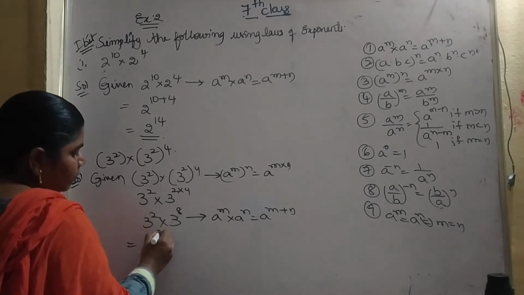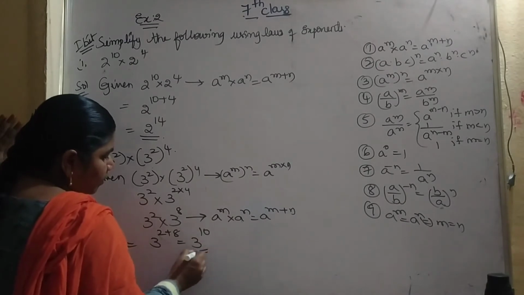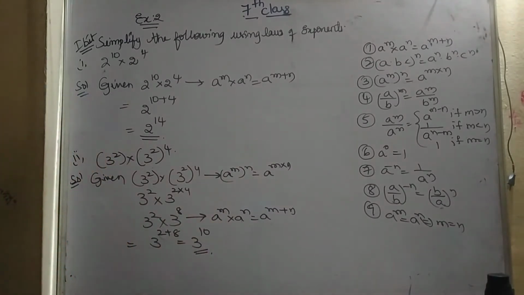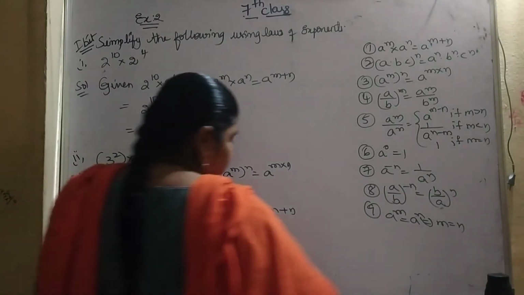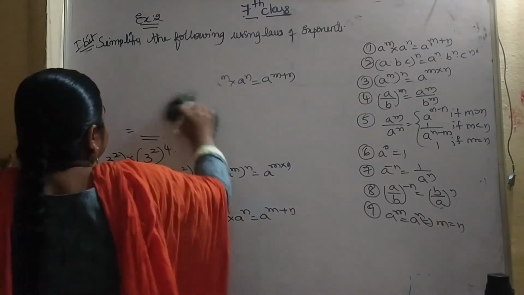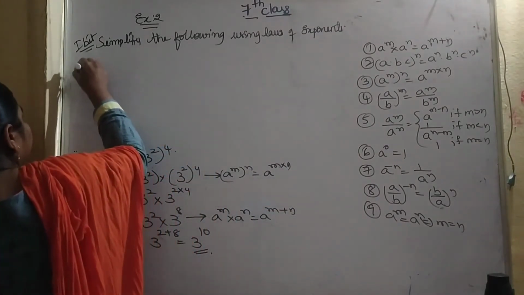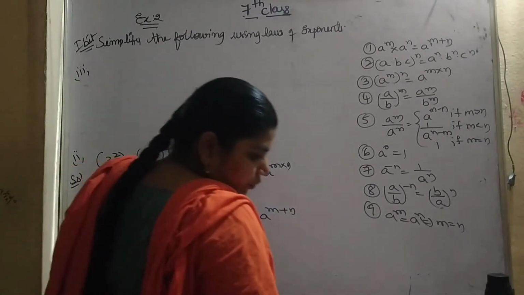That is 3 power 2 plus 8, that will be equal to 3 power 10. So this is our second answer. Next is the third question. What is that?